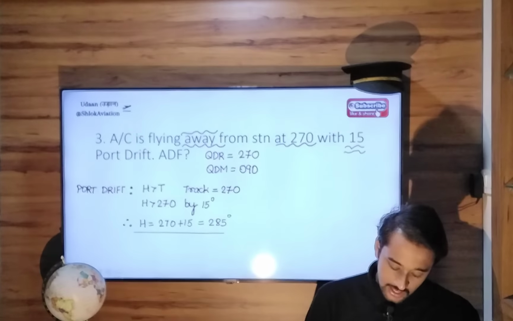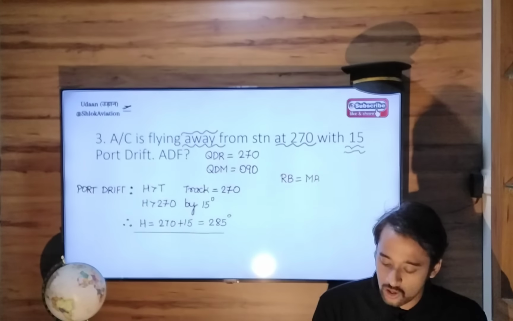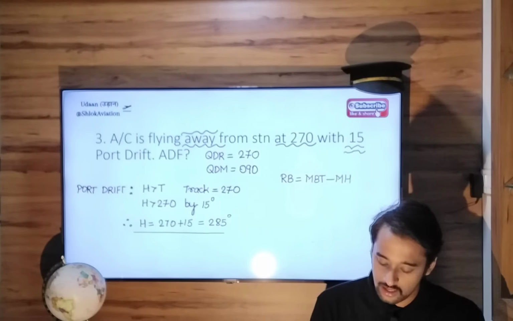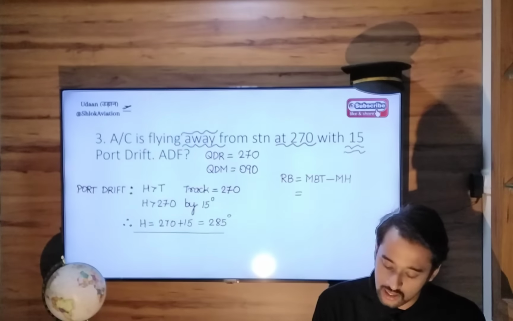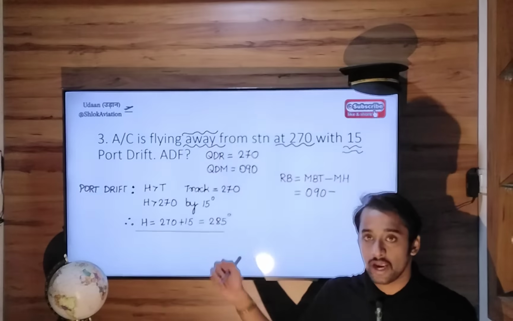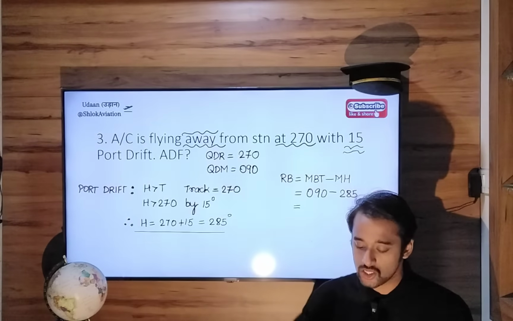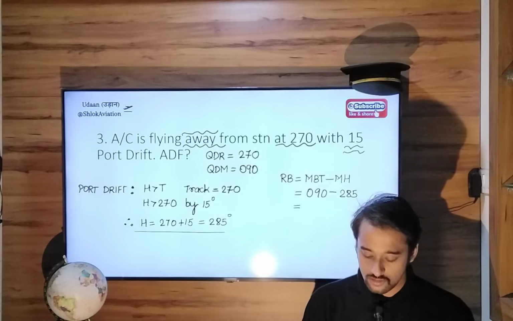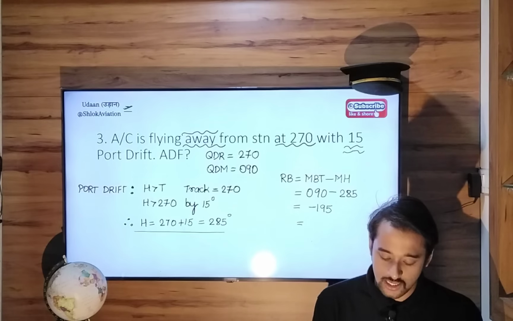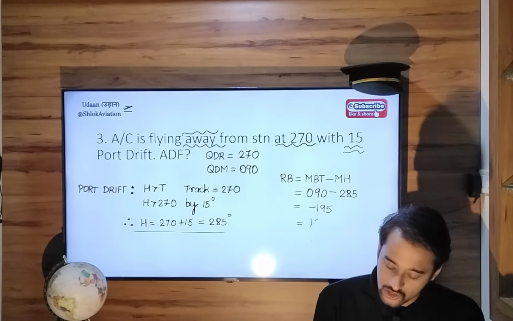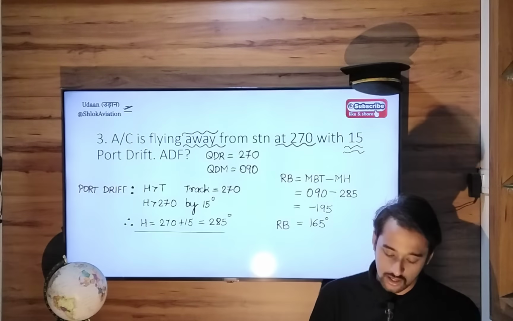Okay. Now let's find relative bearing. Relative bearing is magnetic bearing to the station, or QDM, minus magnetic heading. Since we have QDR, we can derive QDM from that. So QDM is 090, magnetic heading is 285. Answer will be in minus. So 90 minus 285 is minus 195, plus 360 is 165. So relative bearing is 165 degrees. Okay, that is your answer.